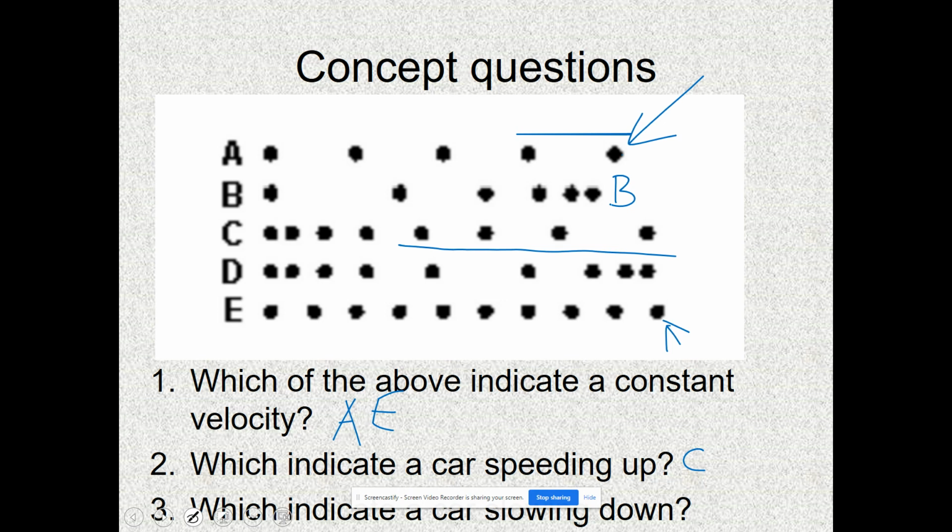What's going on with D here? It looks like in D, it's going kind of slow, and then it speeds up and goes kind of fast, and it gets kind of slow again. So it speeds up and then slows back down.